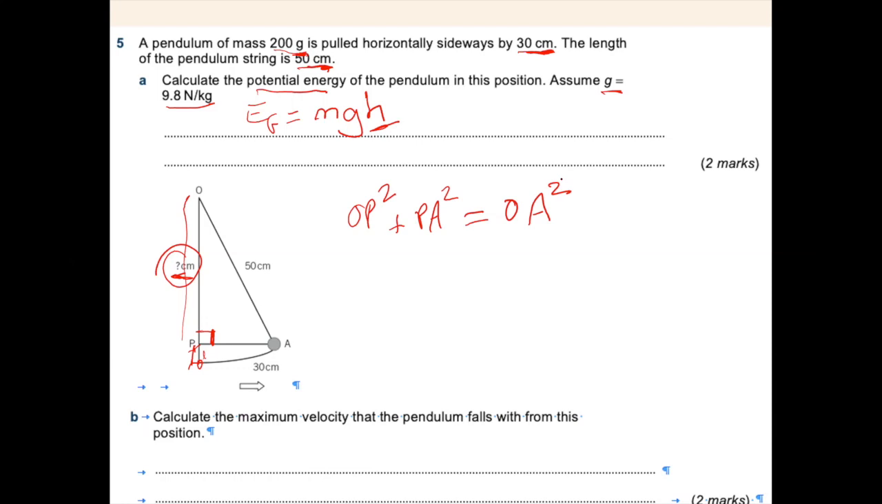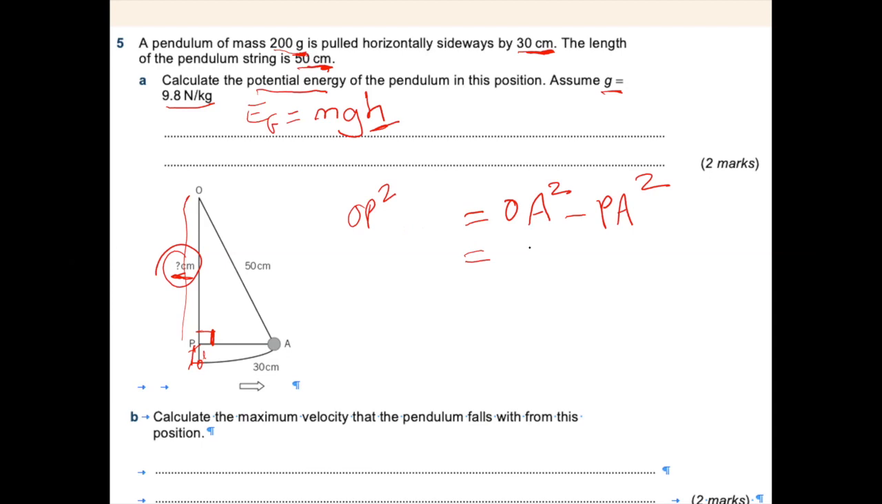So that's the equation that we've got. And so we're going to have to rearrange it to work out the distance OP. Well, how are we going to do that? Whatever we do to the left side of the equal sign, we must do to the right side of the equal sign. And when we do that, that cancels. And so OP squared is going to equal OA squared minus PA squared. Okay, so let's look into that.